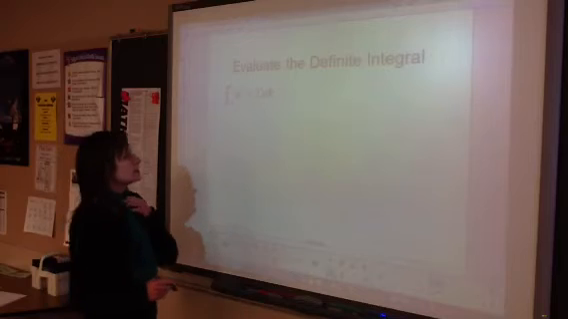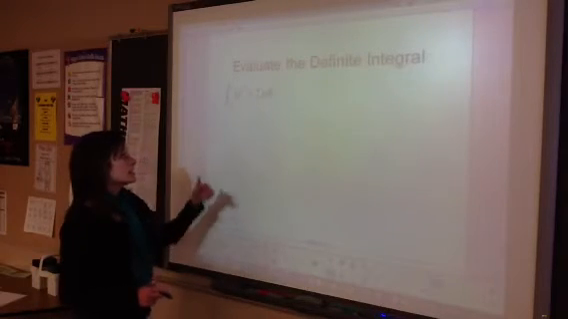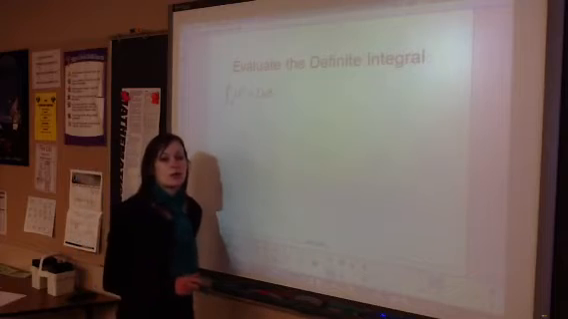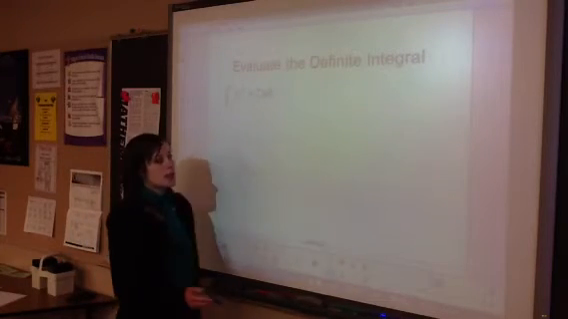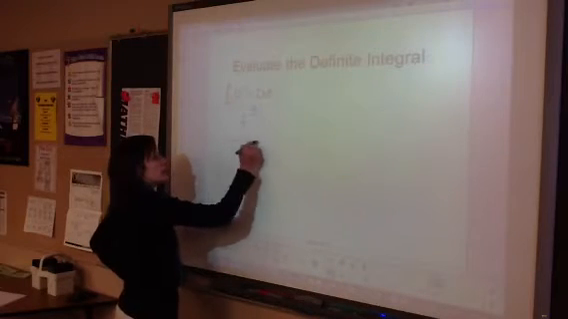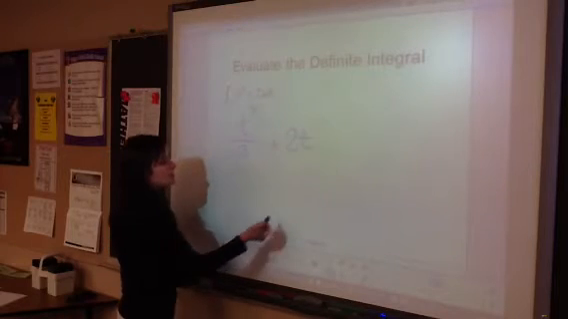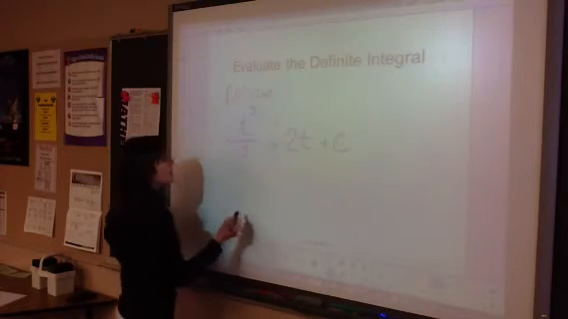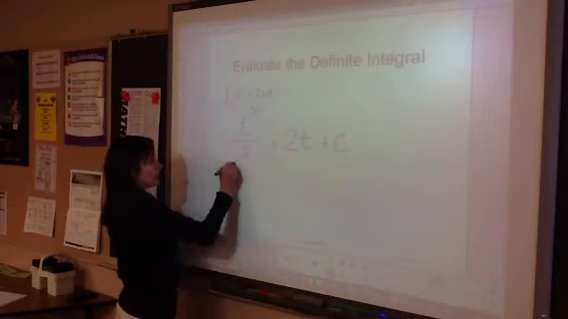So let's try this example. We want to go from -1 to 1 on our x-axis, and we want to do the area under the curve of t squared plus 2 to our x-axis. So we do the antiderivative, and we get t cubed divided by 3 plus 2t plus c. And we want to evaluate it at 1 and -1. So we plug in 1.